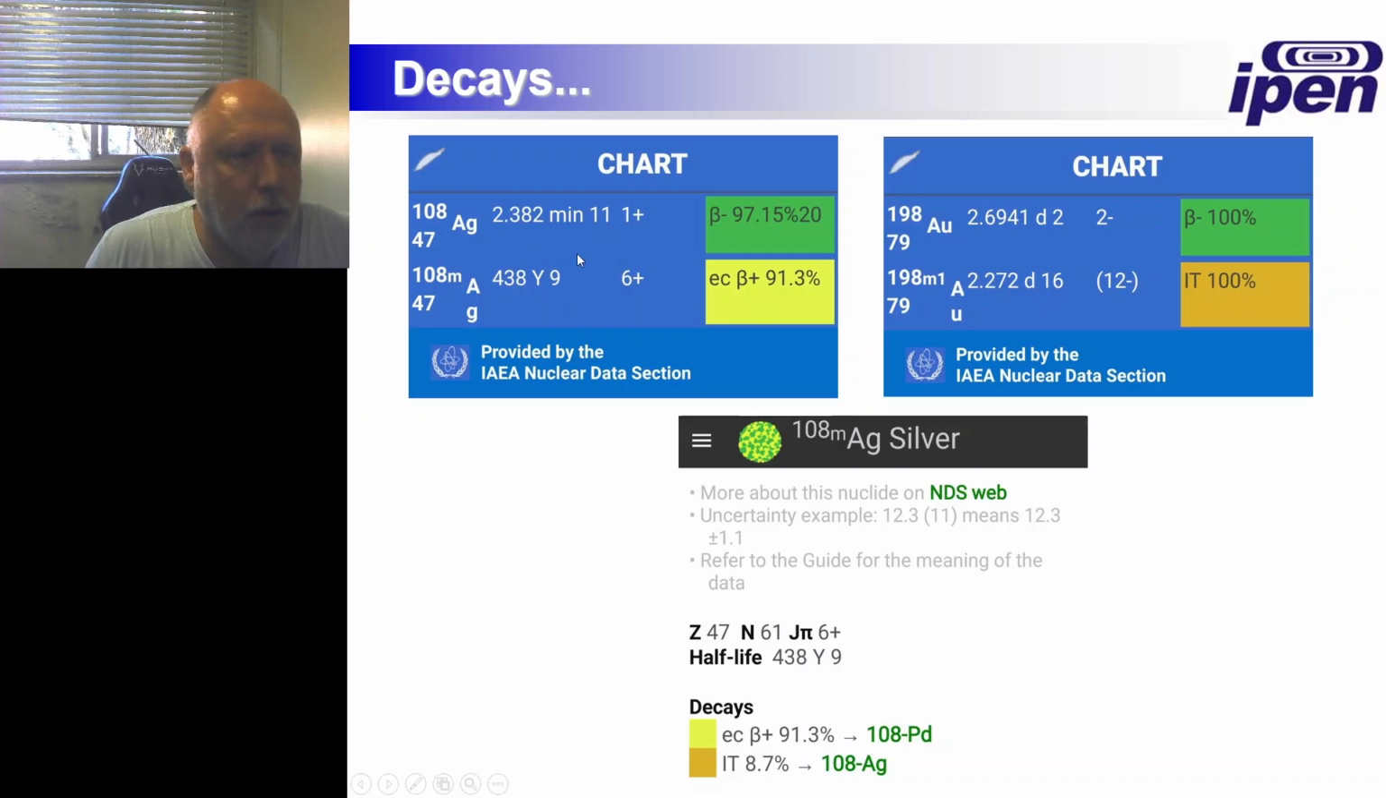Here you have a zoom in on this one. 91% of the time it decays by beta plus or capture, and 8% it decays by internal transition. It means that most of the time it decays by emitting a particle, right?